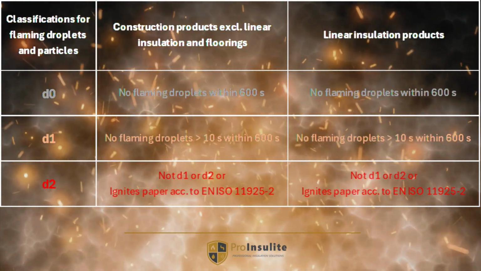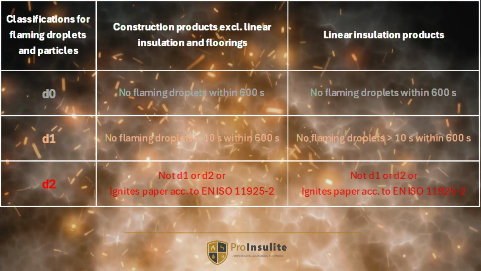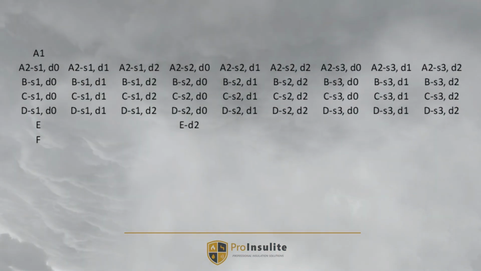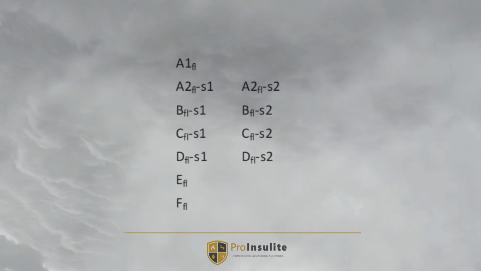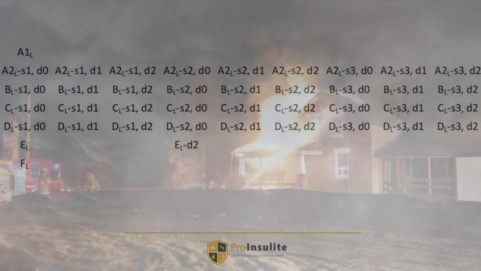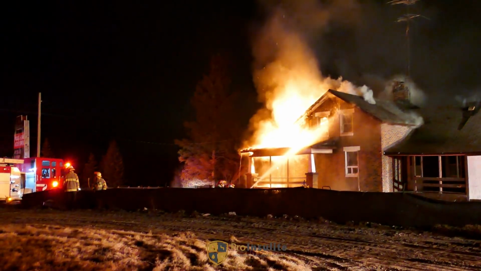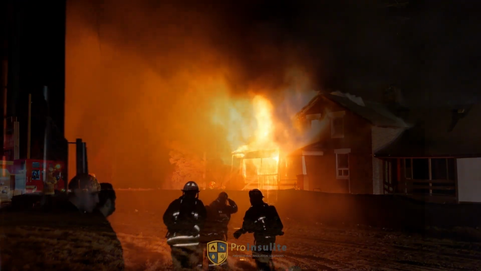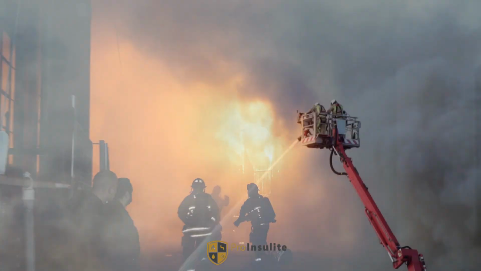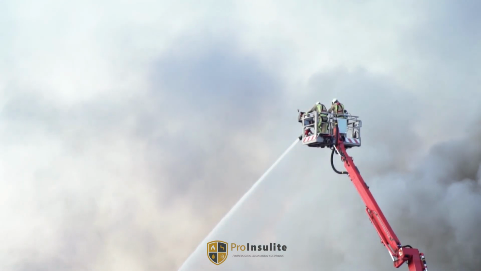This includes cases where burning droplets ignite the reference paper defined in EN ISO 11925-2. These classifications are expressed as suffixes to the main reaction to fire class. For example, class CS2D1. Real fire risk is dominated by smoke, loss of visibility, the release of toxic gases, and secondary ignition. A favorable reaction to fire classification combined with poor smoke or droplet behavior may still present serious danger.